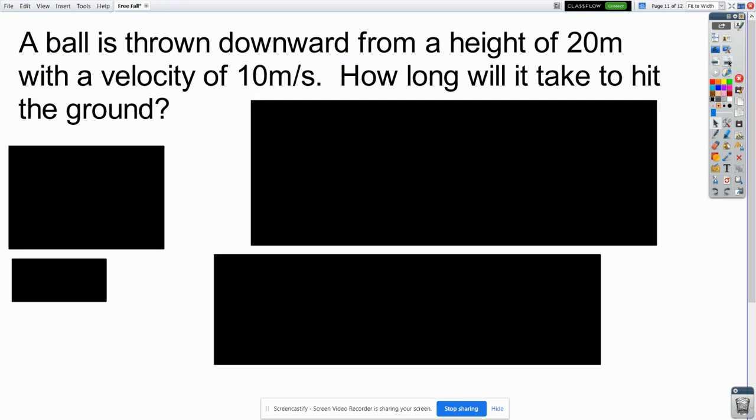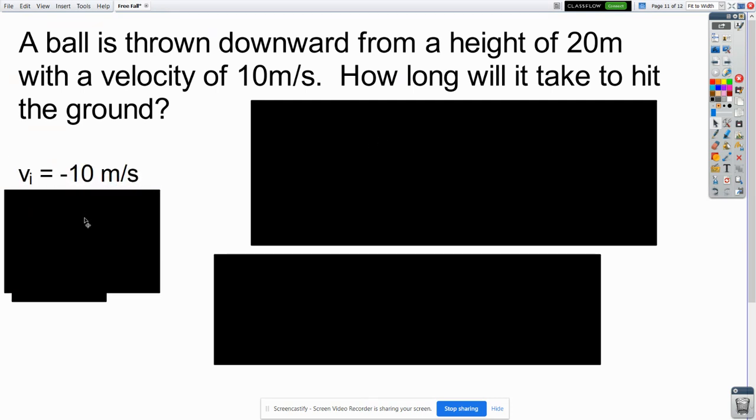All right, let's try this one. This is different. A ball is thrown downward from a height of 20 meters with a velocity of 10 meters per second. How long will it take to hit the ground? The initial velocity is 10 meters per second. It is downward, so it is negative.